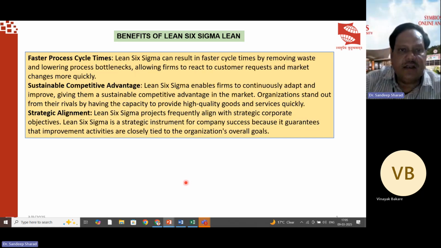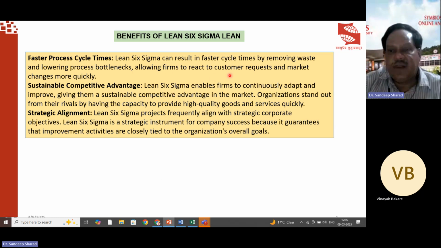Faster process cycle time: Lean Six Sigma can result in faster cycle time by removing waste and lowering process bottlenecks, allowing firms to react to customer requests and market changes more quickly.